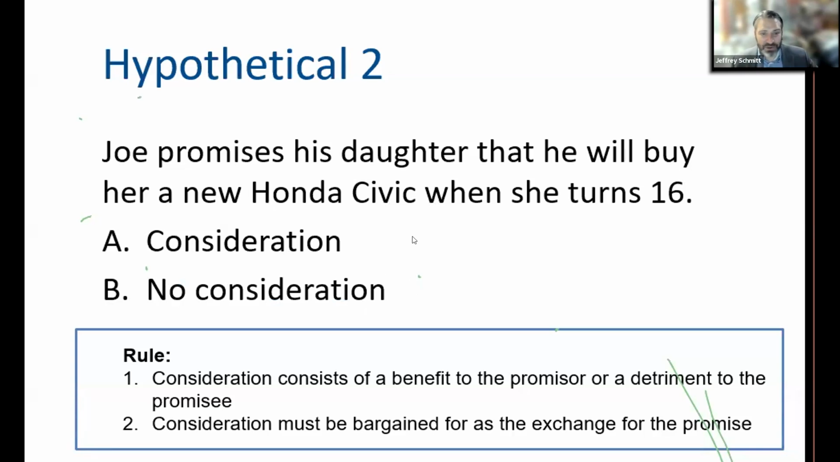Well, there's no consideration here. There's no benefit. Joe is getting no benefit. And there's no detriment. Daughter isn't giving anything up. She's not suffering a loss. She's not paying for it. She's not giving up a right like the nephew and hammer. She's not doing anything, right? So there's not a bargain. There's no benefit or detriment. We don't get that far.